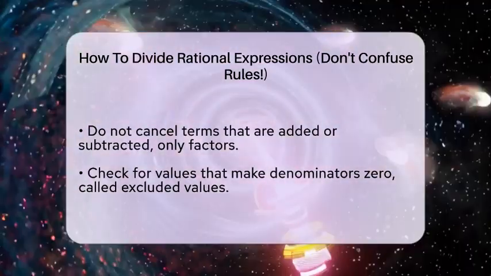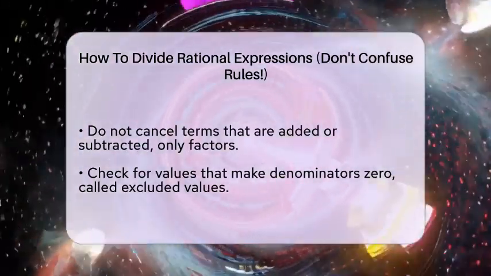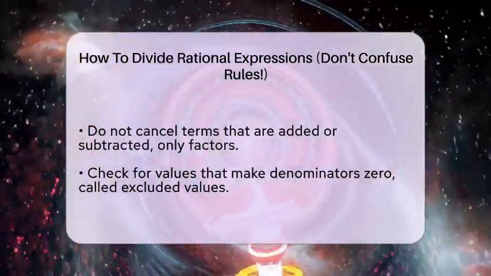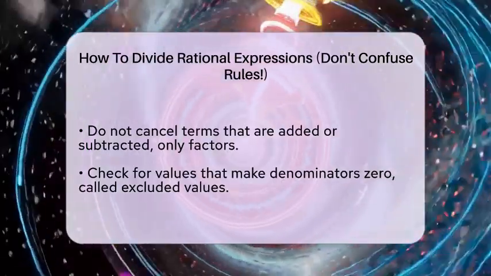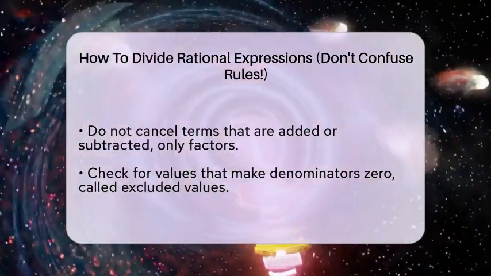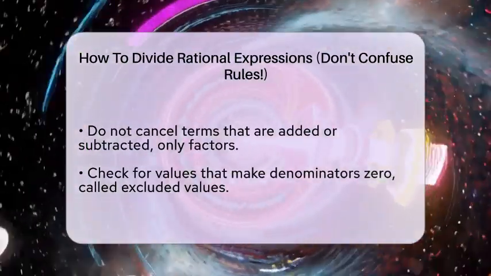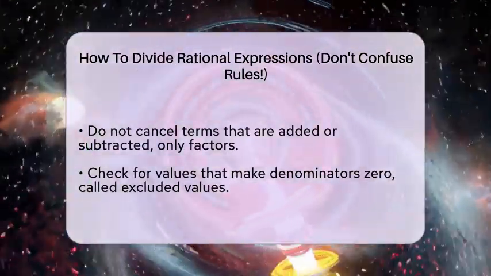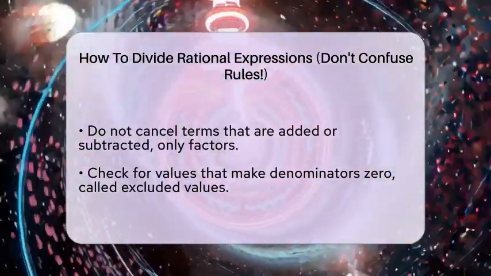Finally, check for any values that would make the original denominators 0. These are called excluded values because division by 0 is undefined. For example, if a denominator has x plus 2, then x cannot be negative 2. Make sure to list these restrictions so your answer is valid.